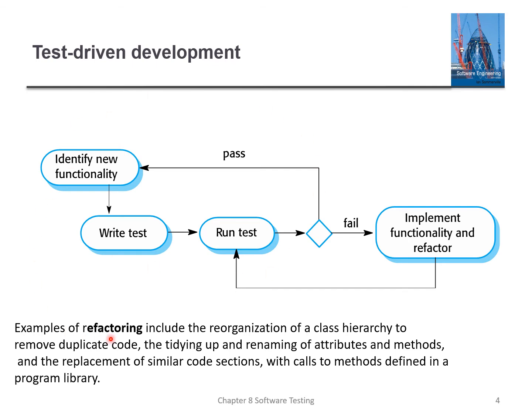Graphically it looks like this. Let's say during the development we identify a new functionality. From the requirement where the new functionality has been identified, the test cases are written. Then you run the test. Of course, because you have not done the coding part for that new functionality, when you run the test it will fail. So what will happen when it fails? Then you will start adding the functionality and do refactoring.